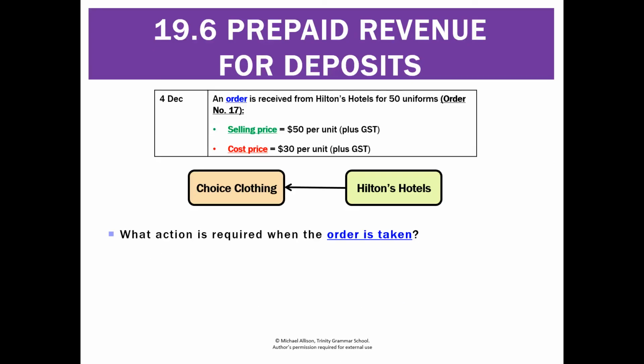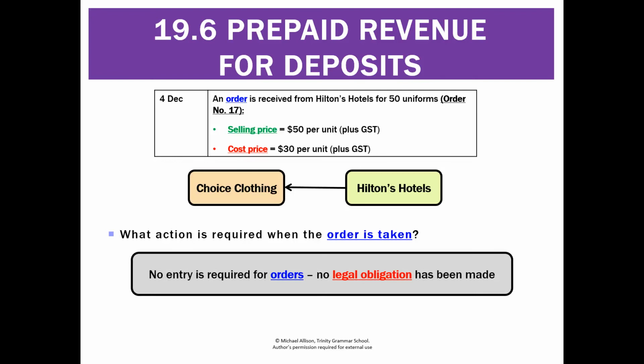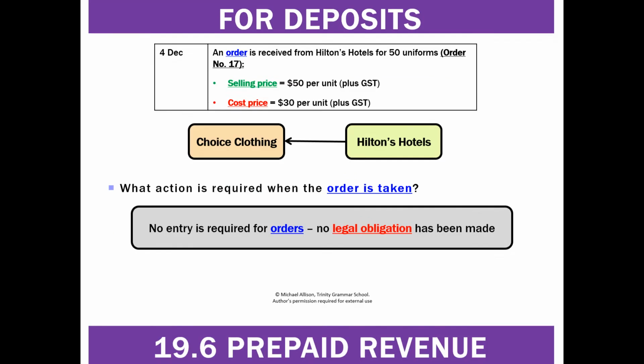So the first item that came up was on the 4th there was an order, and from previous chapters we've learned that whenever there's an order, what action is required? There's actually no action, because there's no legal obligation for either party to pursue with the contract at this point if it's just an order. So what we're waiting for is some money to change hands, and then we'll have a transaction.